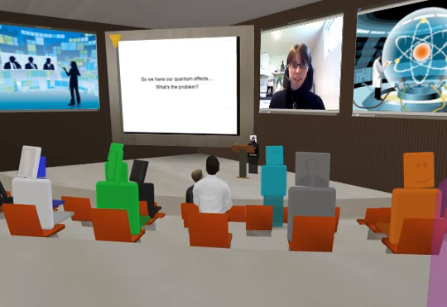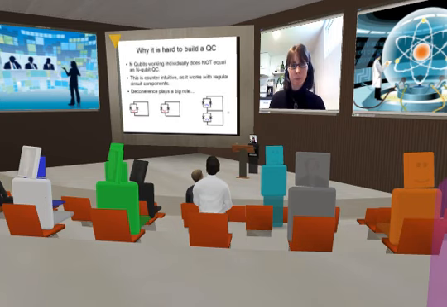Okay, so we have our checklist of quantum effects. So why can't we just build a quantum computer using these? So what are the problems? Okay, so this is in one slide why it is really hard to build a quantum computer.